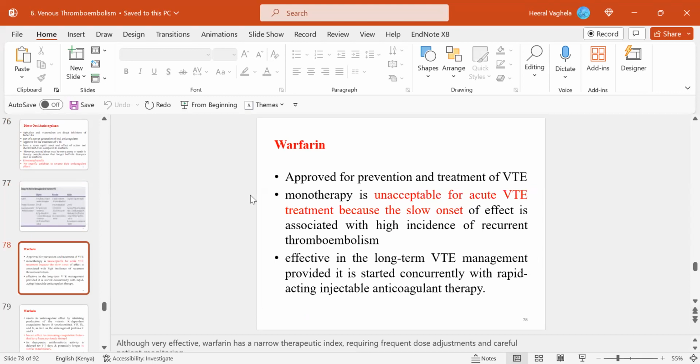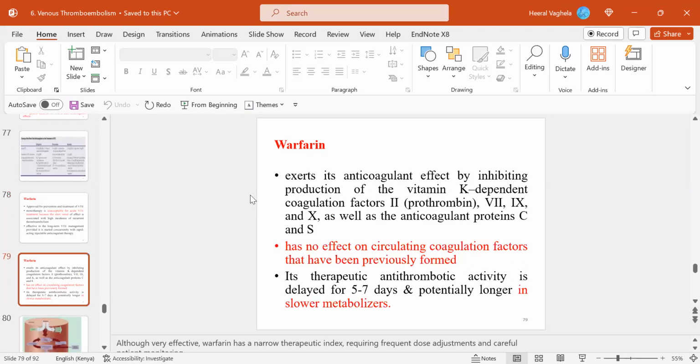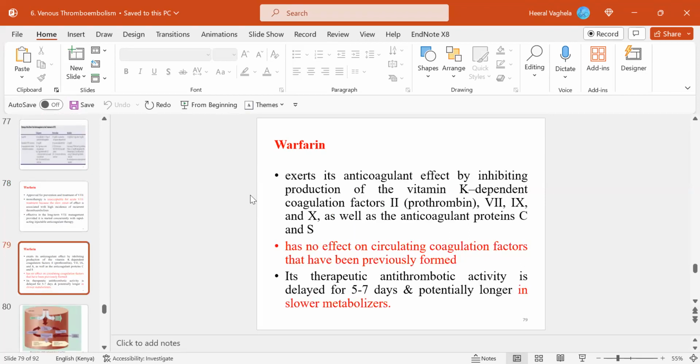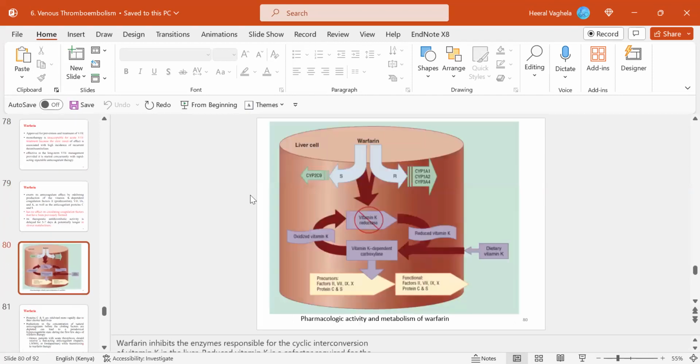Then of course warfarin, but it's not given as monotherapy, like we said. Why is it not given? Because of the delayed onset of action. And if the patient is a slow metabolizer, then that onset of action is delayed more. What warfarin does, it inhibits vitamin K reductase, so those factors will not be produced.